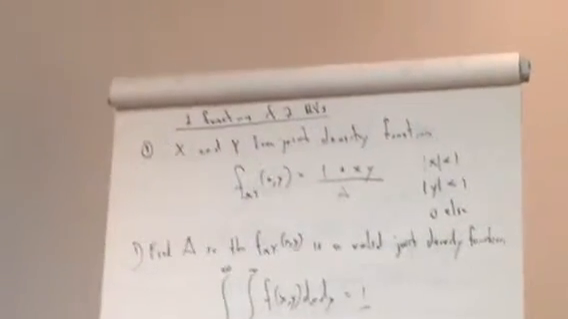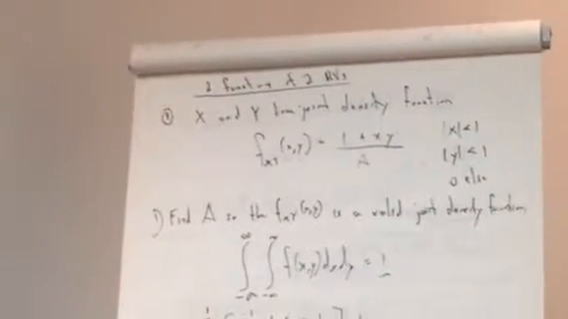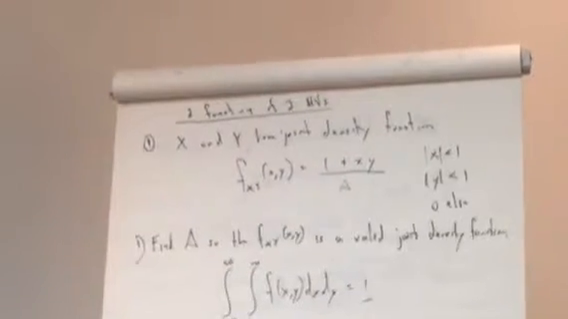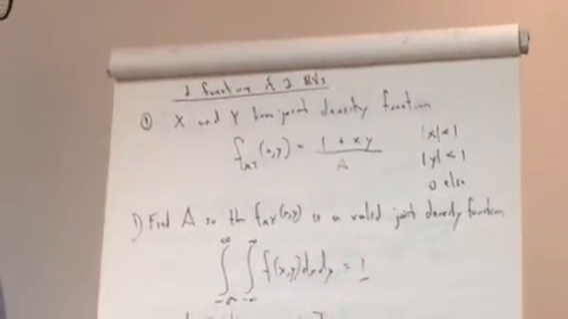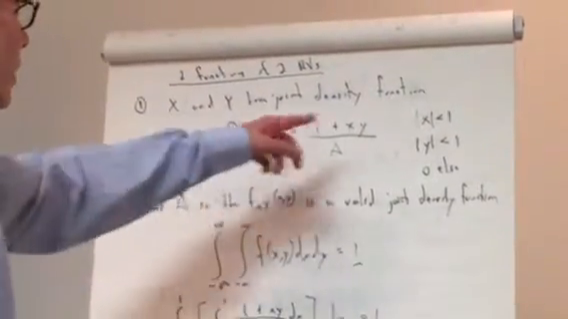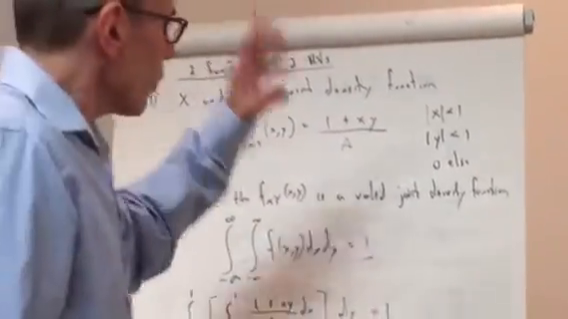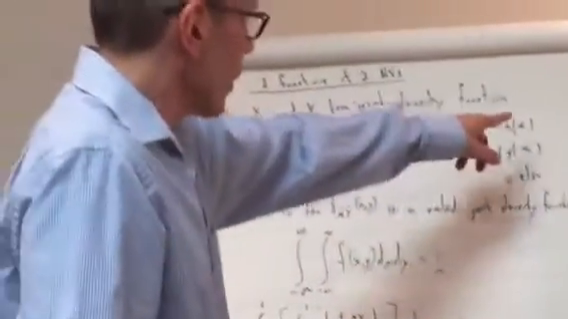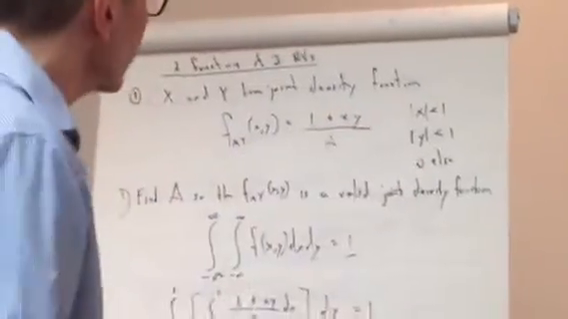We're going to do problem 1 from homework 6. This problem has to do with two functions of two random variables. We're given a joint density function, f_XY equals (1 plus xy) over a, with some ranges: absolute value of x is less than 1, absolute value of y is less than 1.